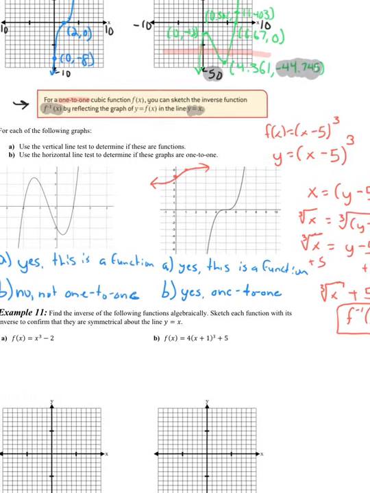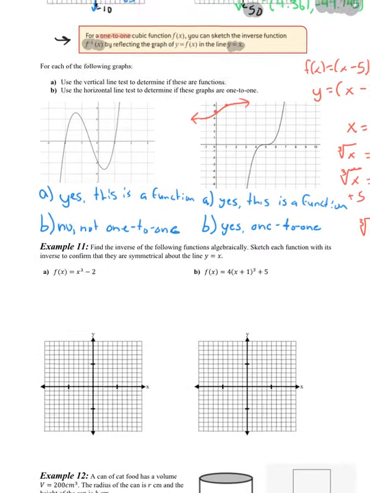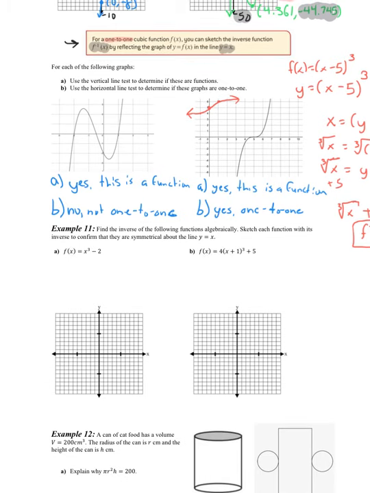Okay. So now, example 11 says, find the inverse of the following functions algebraically. Sketch each function with its inverse to confirm that they are symmetrical about the line y equals x. So what I would say, inverse of the first one? What did you say, there is no inverse of the first one? No, there should be inverses of both of them. So find the inverse of both of these functions algebraically.